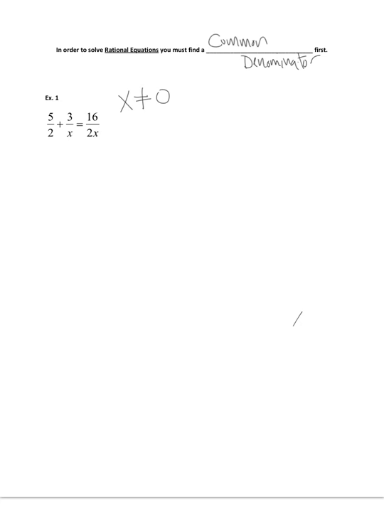I can see that in all three terms, the common denominator would be 2x. So I have to ask myself, what can I do to terms 1 and 2 to make the denominator equal to 2x? Let's deal with term 1 first. What can I multiply 5 over 2 by to get to 2x? It looks like I can multiply 5 over 2 by x over x. And when I do so, you get 5x over 2x.